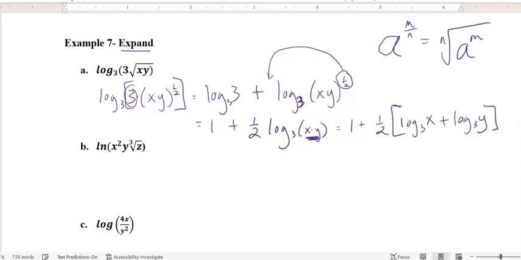And then I think I'm done. This would be an acceptable answer. I like that answer. Or I can distribute the 1/2 if I wanted to, but I think we've achieved our goal. Directions are to expand.